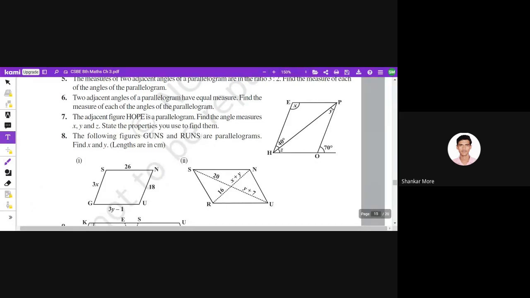How are we going to do this? Tell me. So the first thing is, this is 70. Right? This is 70. So angle O is going to be how much? 110.